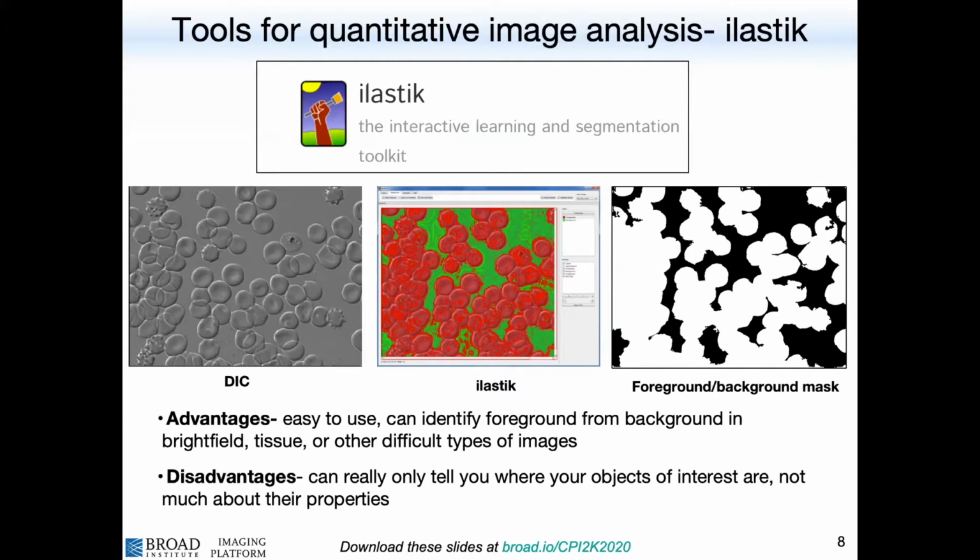But the disadvantage is that it helps you to find the object, but it doesn't tell you a lot about the object. So sometimes we combine the programs together. What I mean is that we create these digital stains in Elastic, and then we take them to CellProfiler and make a ton of measurements from the objects that are detected.